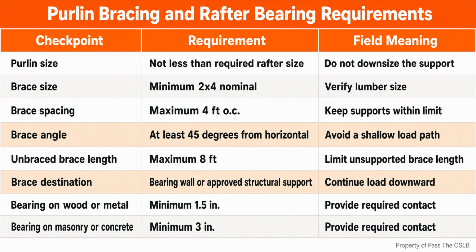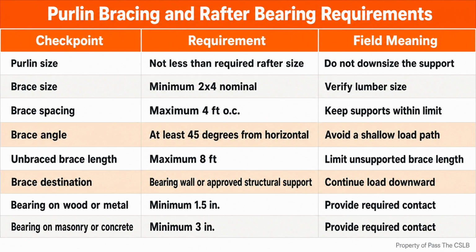Consider a hypothetical roof where the rafters require nominal 2x8 members, but the crew installs a nominal 2x6 purlin because it is easier to handle. Then the crew lands shallow braces on a convenient non-bearing partition. Two problems appear. The purlin is smaller than the rafters it supports, and the collected roof load has no verified path to a bearing structure. The likely result is inspection correction and rework. Depending on load and stiffness, deflection or finish damage is also possible.